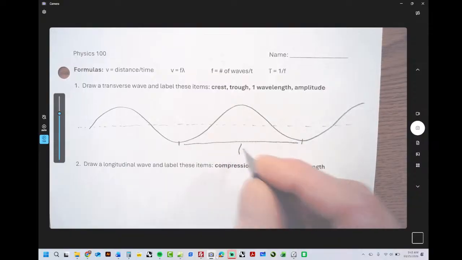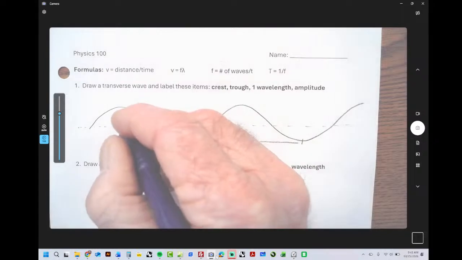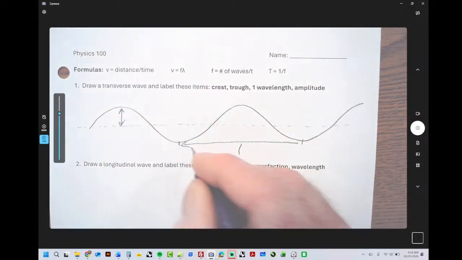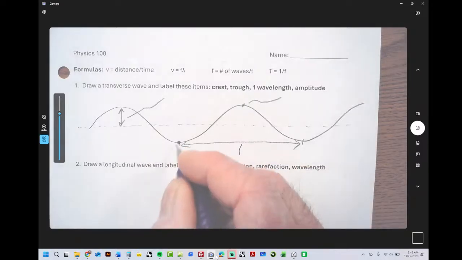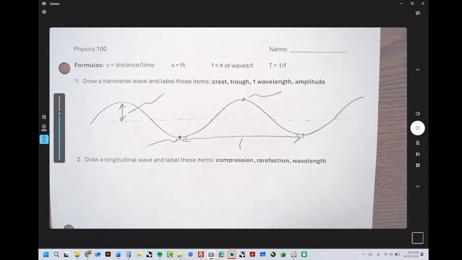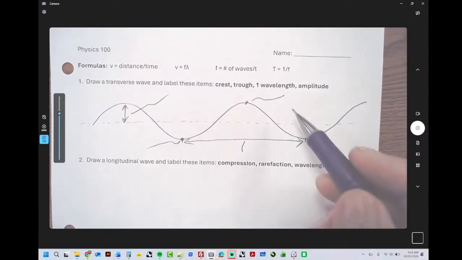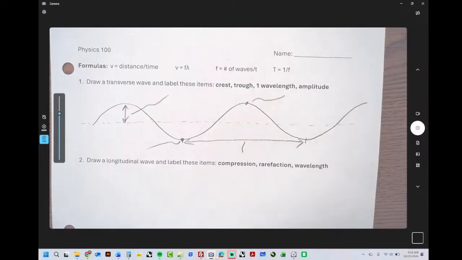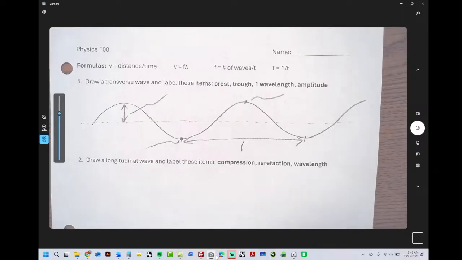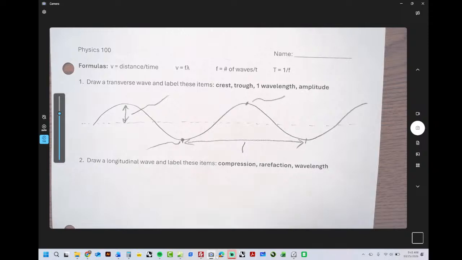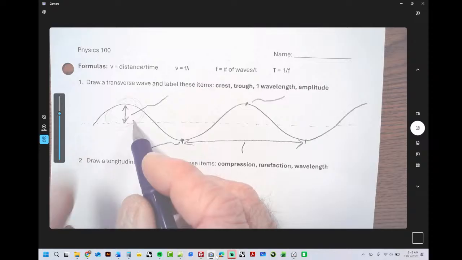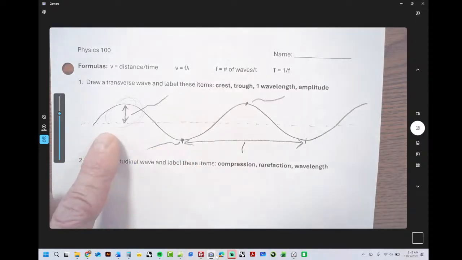So there's this one, and then there's this one, and there's this, and there's that. So the 4 things that you're supposed to label here are those 4 things. All right. Picking somebody. First question is this one. What's this one? Seb.